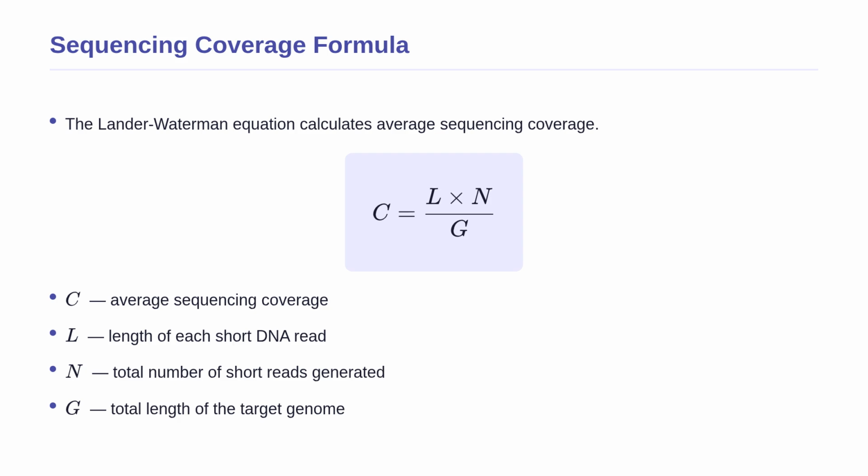If the number of reads, N, increases, the coverage C increases, meaning we have a more reliable and accurate genome assembly.